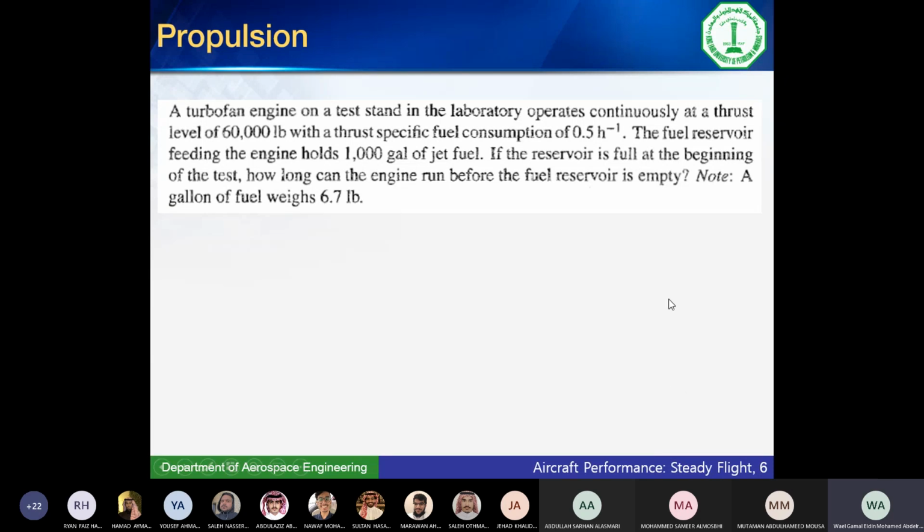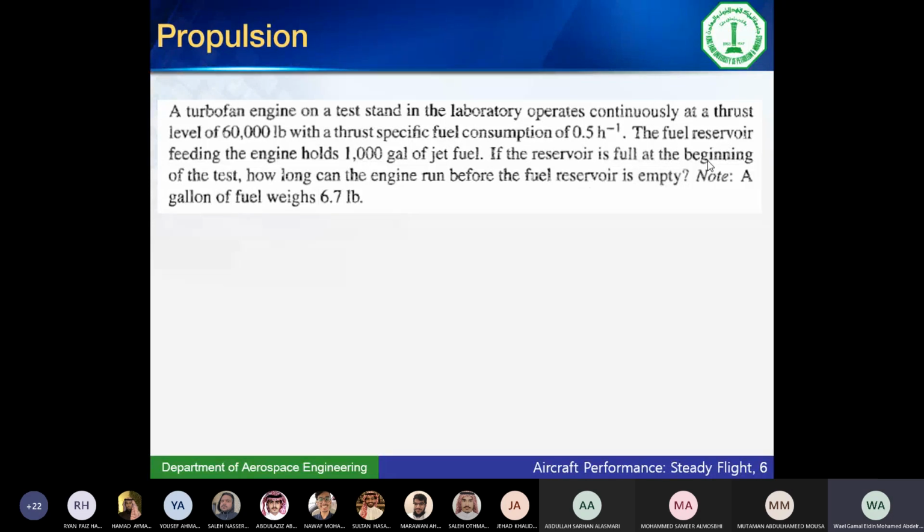Let's read this one. A turbofan engine on a test stand in the lab operates continuously at a thrust level of 60,000 pounds. So we are testing the engine which has a thrust of 60,000 pounds on the ground. It's not flying or anything, it's on the ground. It has a thrust specific fuel consumption of 0.5 per hour. That means every hour we have to feed in 0.5 pounds weight of fuel.